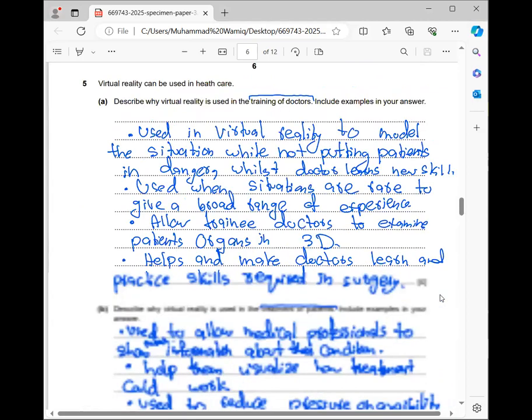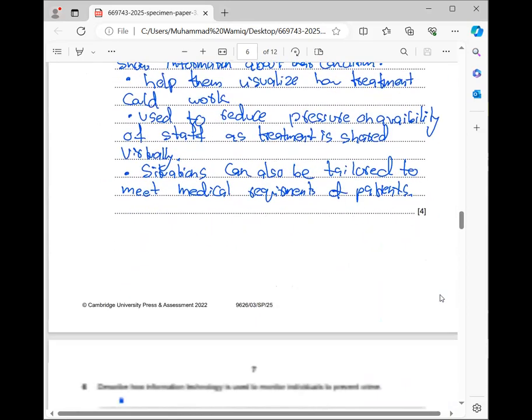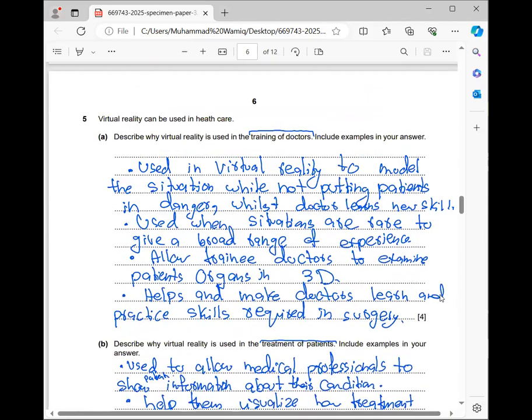And the sixth question is about virtual reality, that is why VR is used in the training of doctors. So in the first part, I have written with perspective to the training of doctors, like we want to use VR so that we can model situations while not putting the patient at risk. And if the newly trained or newly hired doctor wants to learn a new skill, or it can be used when the situations are rare to give a broader range of experience, or it can be used to reduce organizational requirements as well. It allows doctors to examine the 3D models of patients' anatomy. It helps trainee doctors to learn and practice the skills as well.